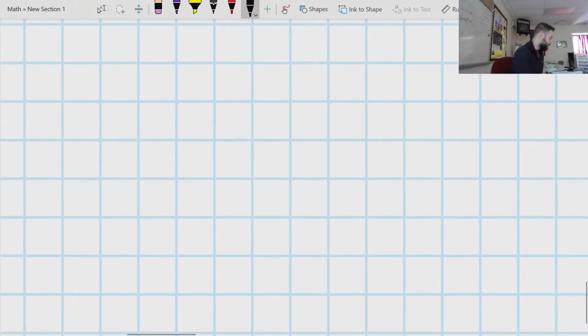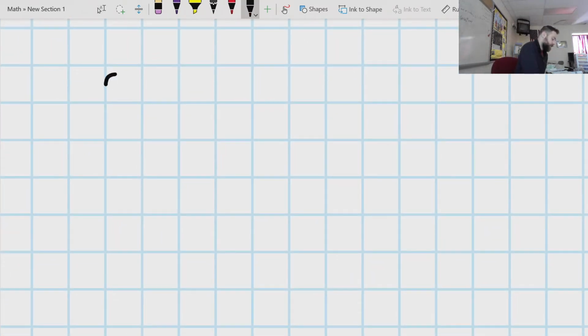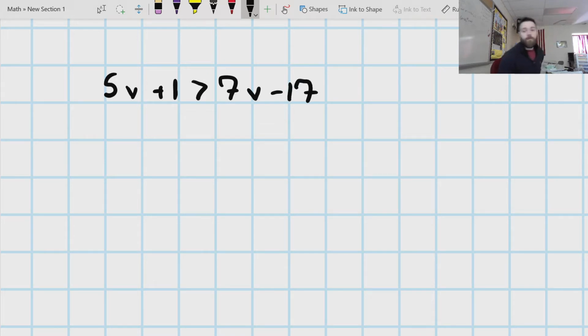So now we're going to get into some practice examples. So the first one that they give us is 5v plus 1 is greater than 7v minus 17. Okay, so what I want to do is solve for v. So I'm going to solve this like an equation, but I'm going to treat this operator, this greater than sign, like an equal sign. So if I subtract 1 from this side, I'm going to have to subtract 1 from the other side. So I'll just highlight this so you can see where the boundary is. So if I subtract 1 from over there, I'm going to subtract 1 from the other side of that inequality.